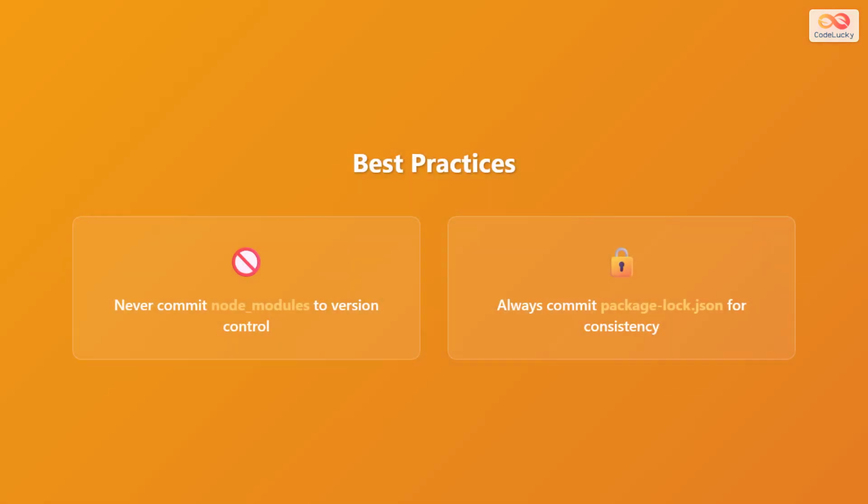Let's discuss some recommended practices when working with Node_modules. First, it's generally advised to never commit the Node_modules folder to version control systems like Git, as it can be quite large. Instead, you should commit the package-lock.json file. This file ensures that everyone working on the project uses the exact same versions of dependencies, preventing compatibility issues.